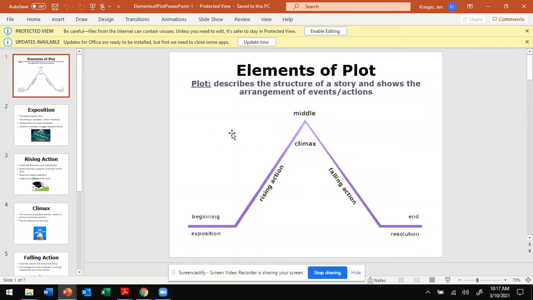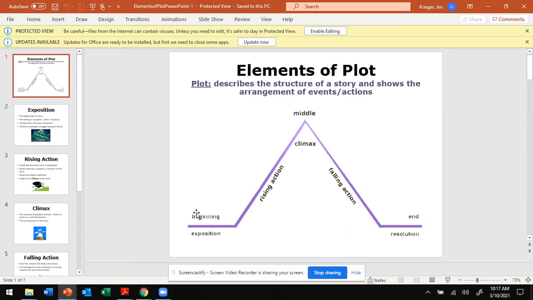All right, ladies and gents, today in your reading, you will be asked to discuss the plot of the story you just read. Okay, so what does that mean? Let's review. That word plot describes the structure of a story and shows the arrangement or order or sequence of events and actions. So you're looking at a diagram here. I call it the mountain.